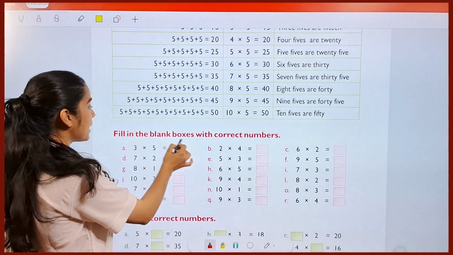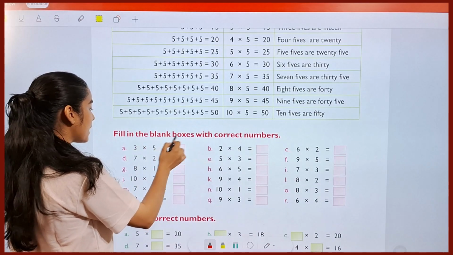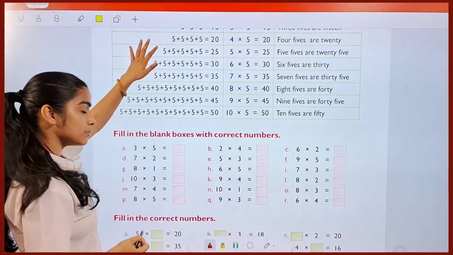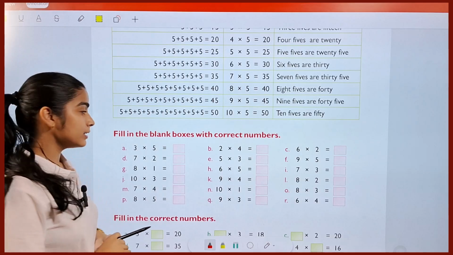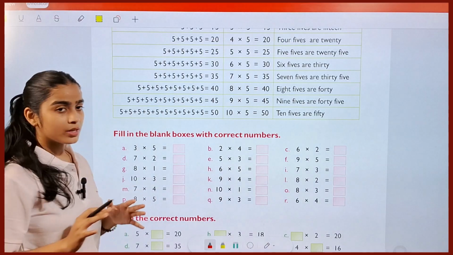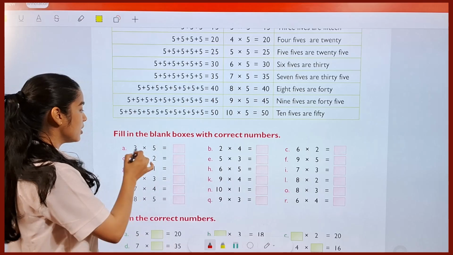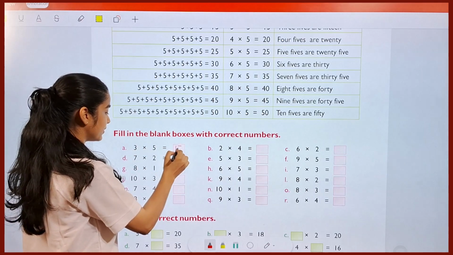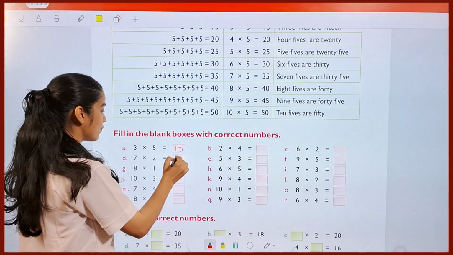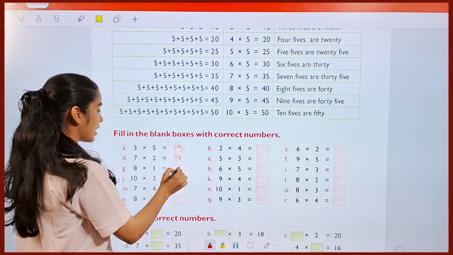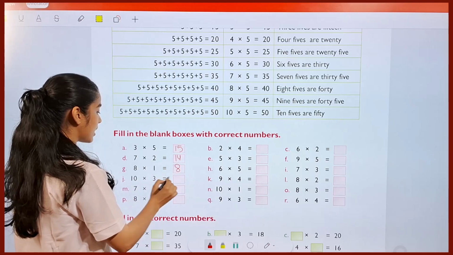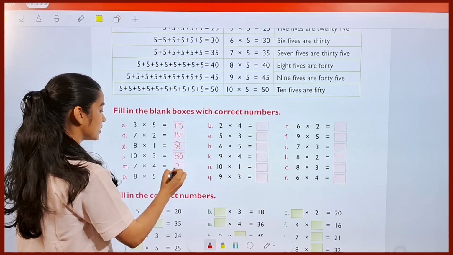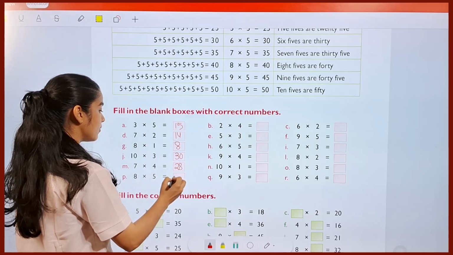Next, filling the blank boxes with the correct number. So 3 5s are, you can refer to the table as well if you don't remember till now what the tables are. So 3 multiplied by 5. So 3 5s are 15, 7 twos are 14, 8 ones are 8, 10 threes are 30, 7 fours are 28, 8 fives are 40.